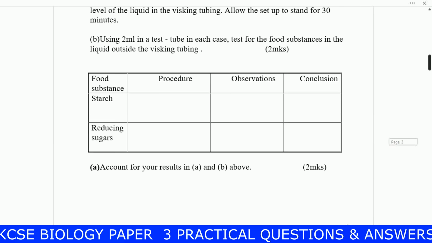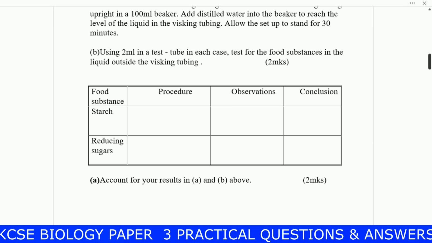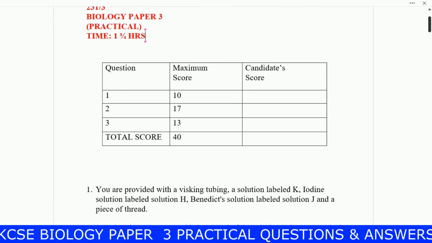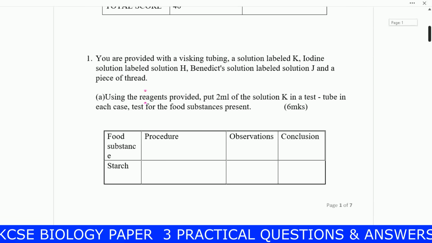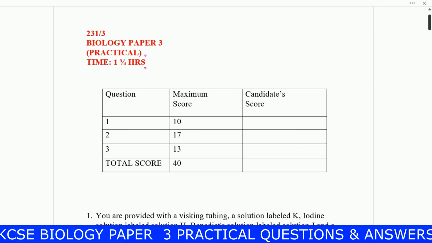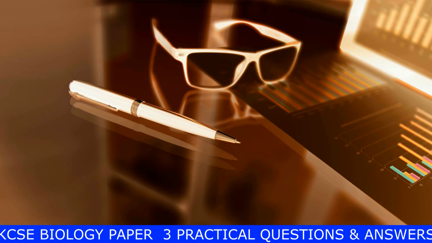So we shall perform this practical, and we are going to get everything. We request you to watch up to the end so that you can understand how the biology practical paper is done. If you get maybe 38 out of 40, it means that in biology you are going to make it. I hear them say if you pass in practical, then you have passed in that paper.